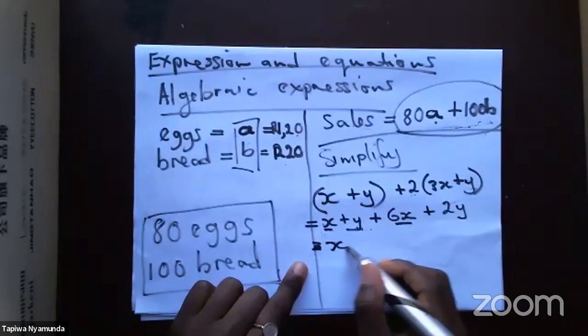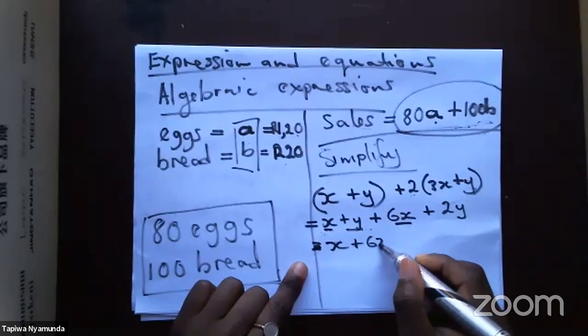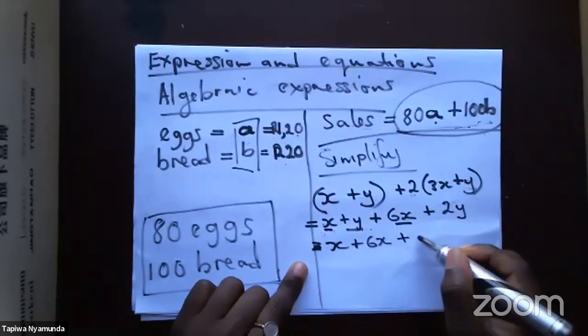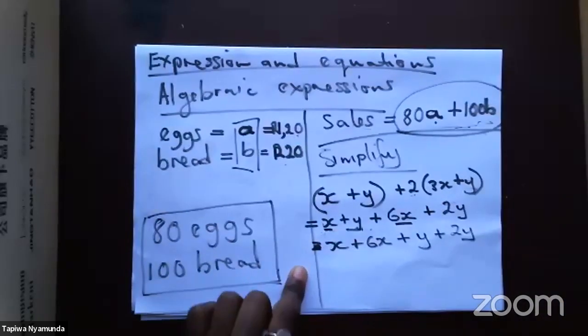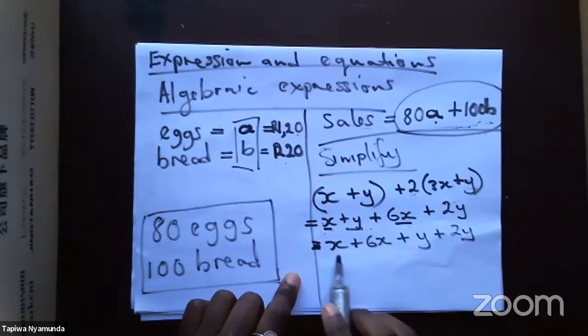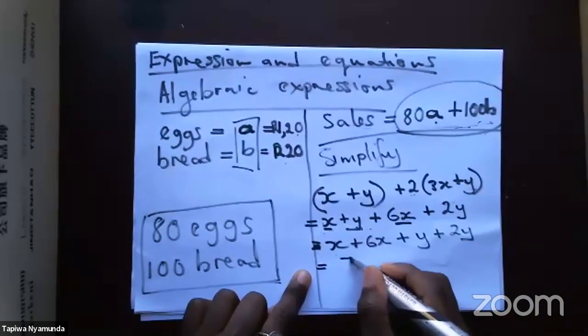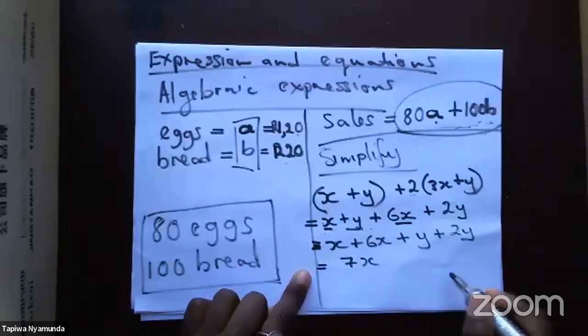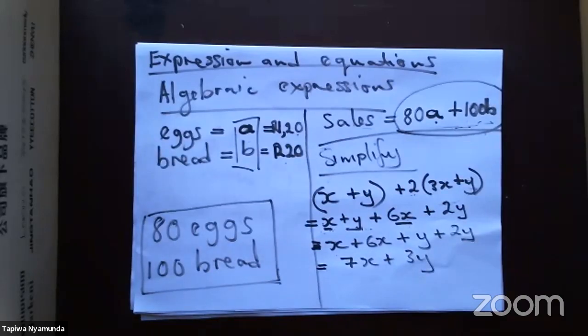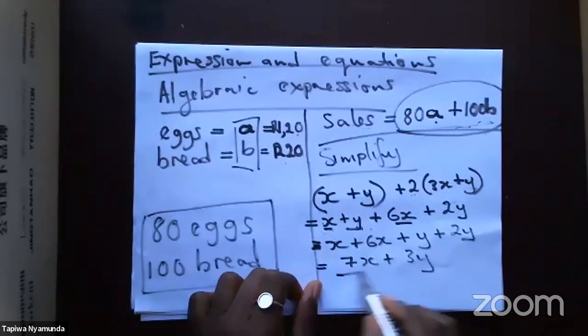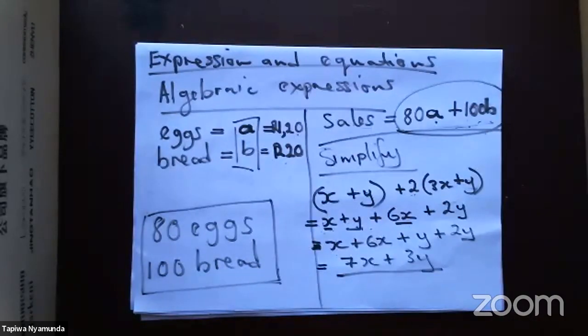We say x plus 6x plus y plus 2y. This is going to give us 7x plus 3y. This is the value we have, the simplified value.